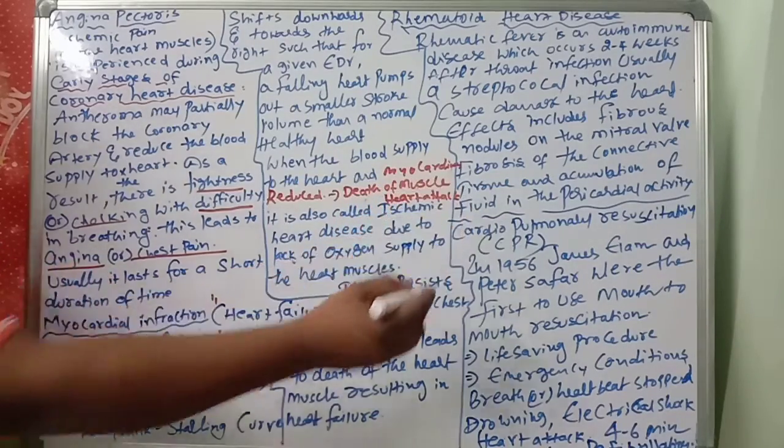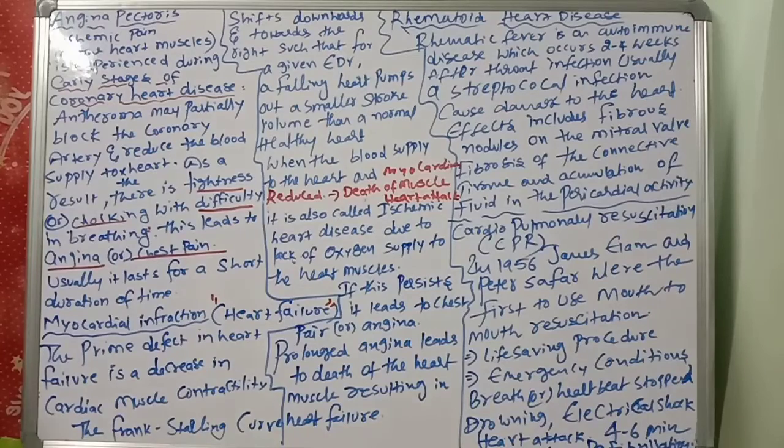Next, the blood clot or thrombus blocks the blood supply to the heart. What will happen? It disturbs the supply. That also leads to a big problem, which is called angina.